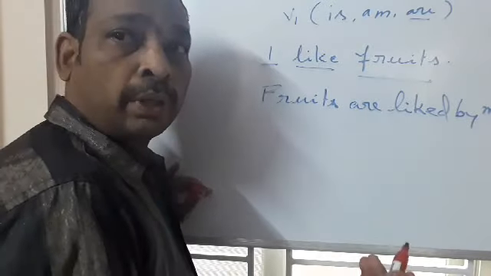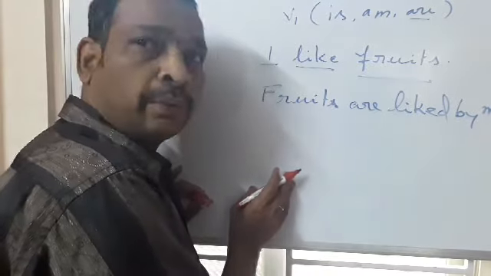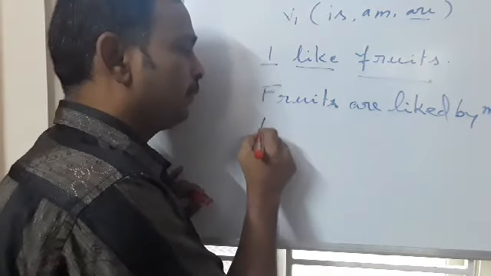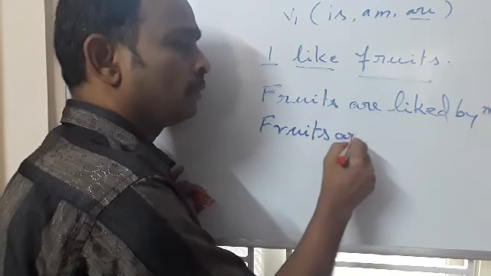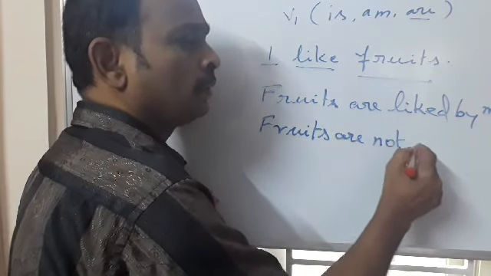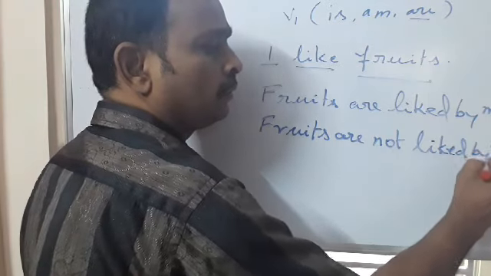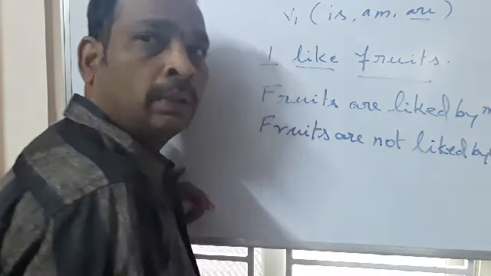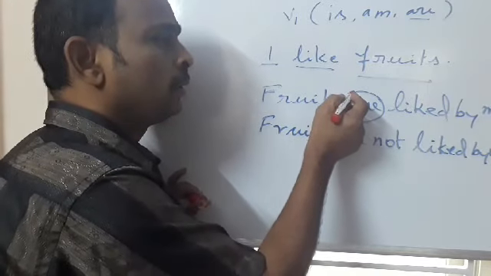Suppose you want to write a negative sentence. That means I don't like fruits. Simply you can write: fruits are not liked by me. Very simple. If you want to make an interrogative sentence, simply this B form is there, no?